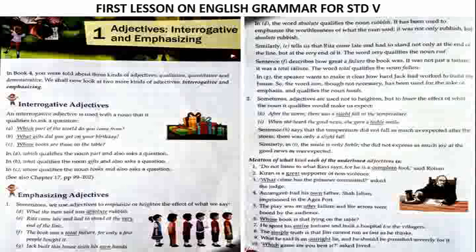Question number 9. What he said is an outright lie and he should be punished severely for it. Here, the underlined word outright is an emphasizing adjective and it is qualifying the noun lie. And last, question number 10. Which game are you best at? Asked Javed. Here, the underlined word which is an interrogative adjective qualifying the noun game.